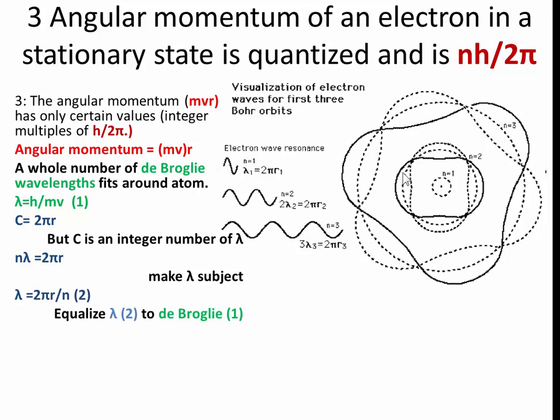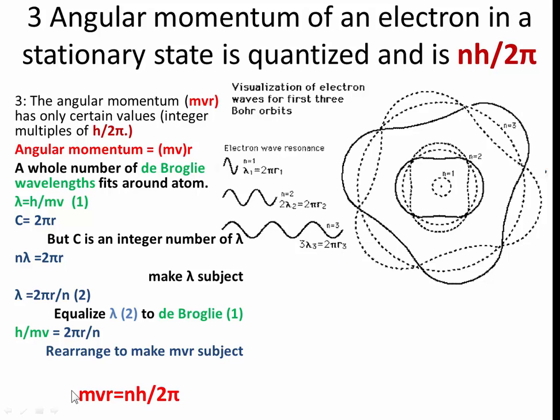Now, you notice that if we equate the second equation with the first equation, we can get rid of lambda. So h divided by mv is equal to 2 pi r divided by n. So if we rearrange to make mvr the subject, we find mvr is equal to nh divided by 2 pi. And that's what we needed to find out.